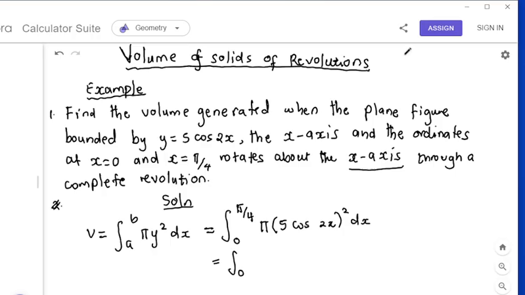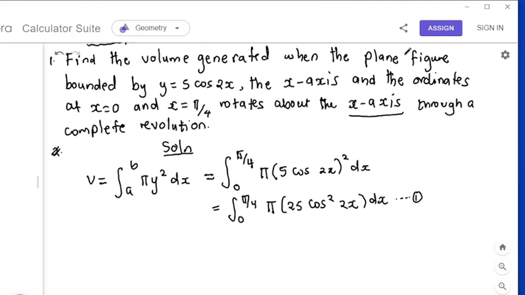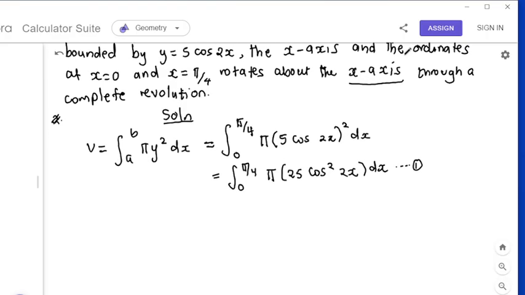This gives us the integral from 0 to pi over 4, pi into 25 cos, don't square the coefficient of cos, you're squaring the function. So it becomes cos squared 2x dx. This is our equation number 1. Most of you make that mistake of squaring 2x instead of squaring the function.